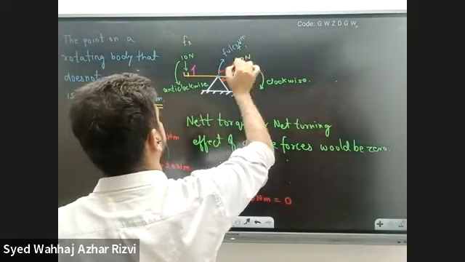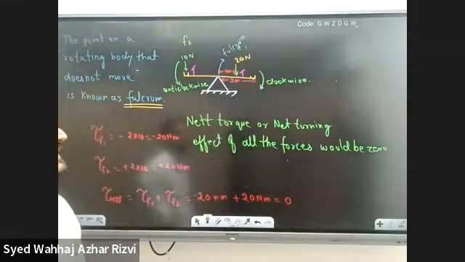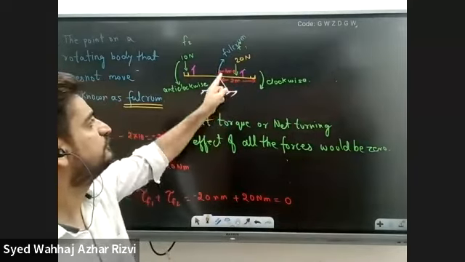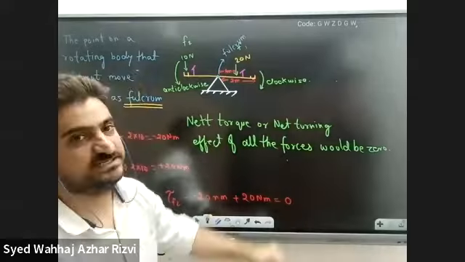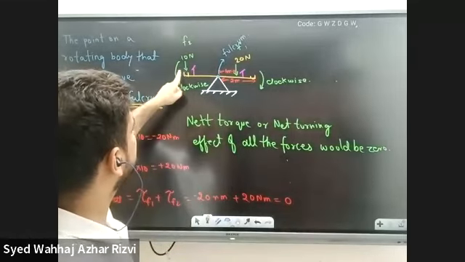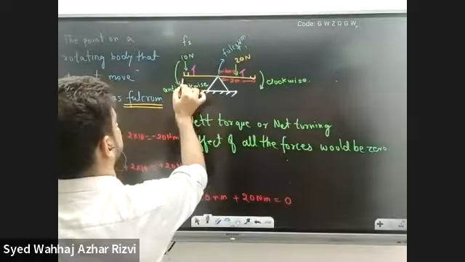So now, what is the value of F1? 20 Newton. And what is the value of F2? 10 Newton. How much is the distance of F1 from the fulcrum? It was 2 meters, but now it's 1 meter. And what is the distance of force F2 from the fulcrum? 2 meters, as it was earlier. We didn't change it at all.